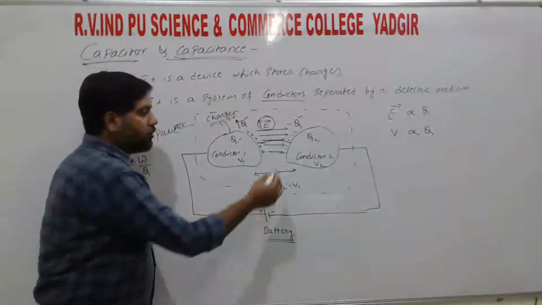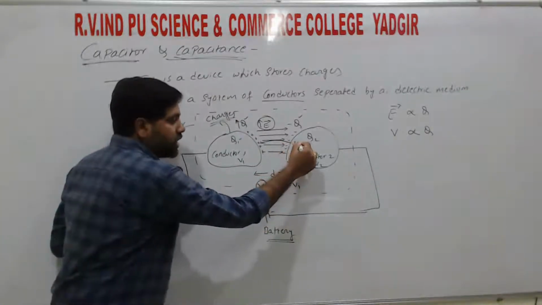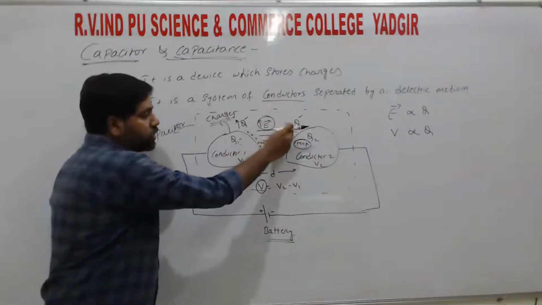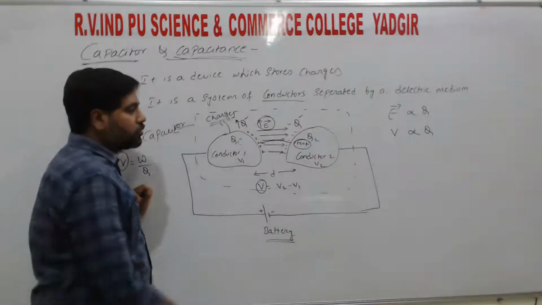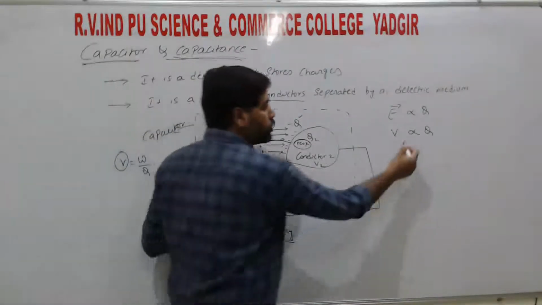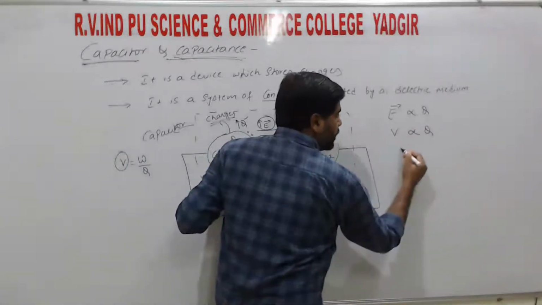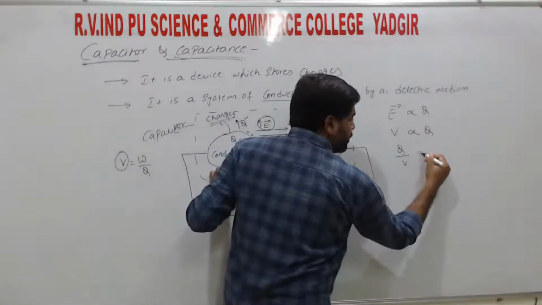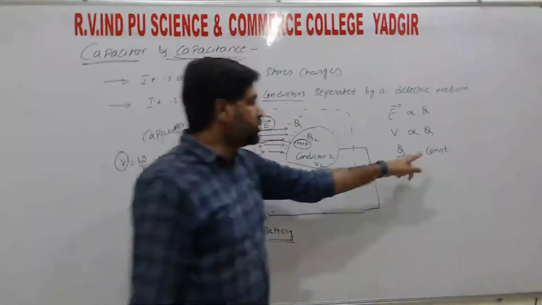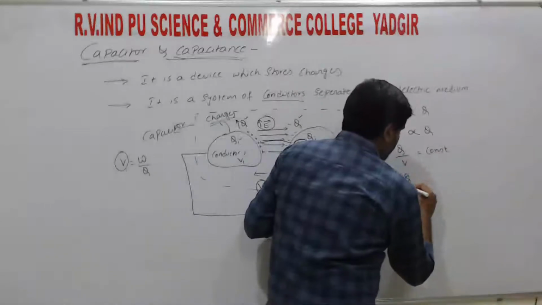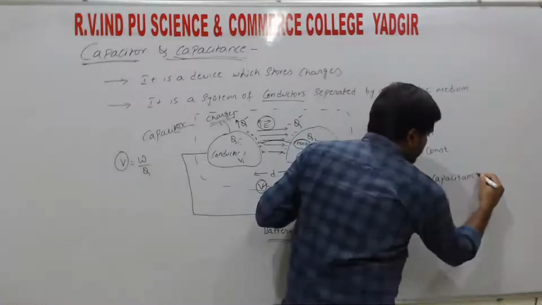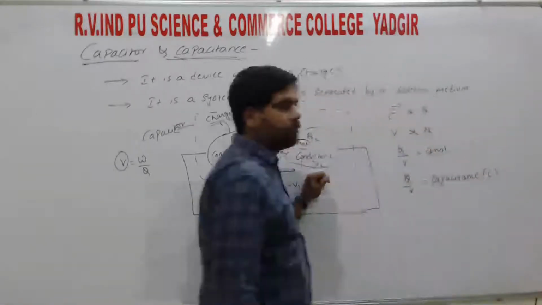So what is potential? The work done in bringing a unit test charge from one conductor to the other conductor opposite to the direction of the electric field. That we call the potential, and it is also proportional to Q, right? So from this relation we can write Q by V equals a constant, right? This constant we name capacitance, and it is denoted C, right?